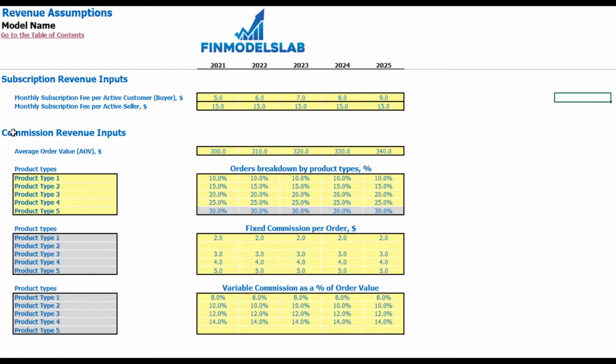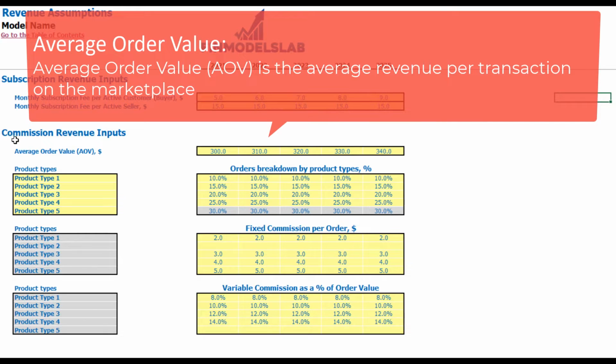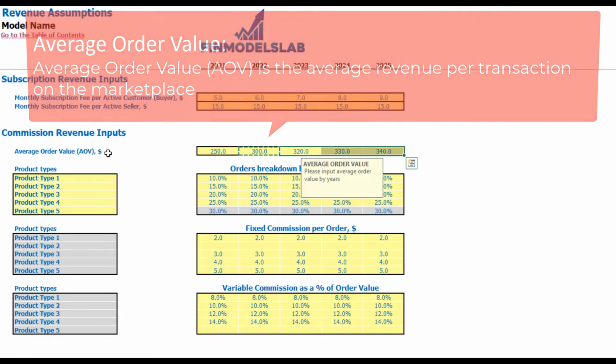The next revenue stream is commission revenue inputs. We know how many orders we have each month. So the next step, we should set up the average order value. It can be, for example, $250 plus $50 each next year.